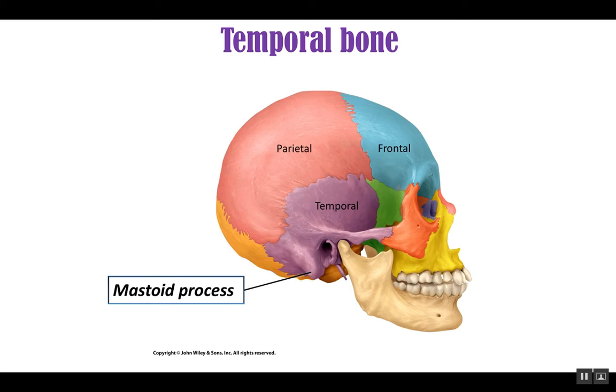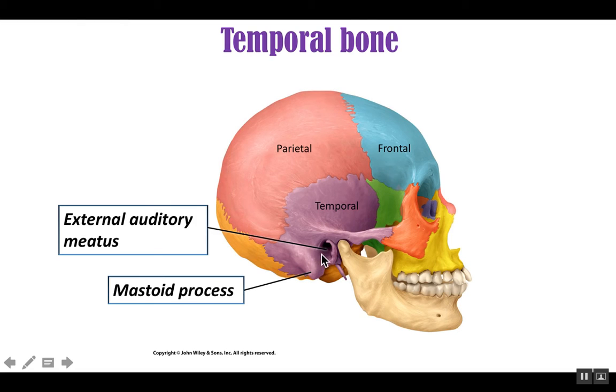It has a rounded protuberance right behind the auditory canal, and this process is known as the mastoid process. The mastoid process serves as a point of attachment for muscles. When we learn about muscles that move your head, a number of them attach to the mastoid process in order to move the head.